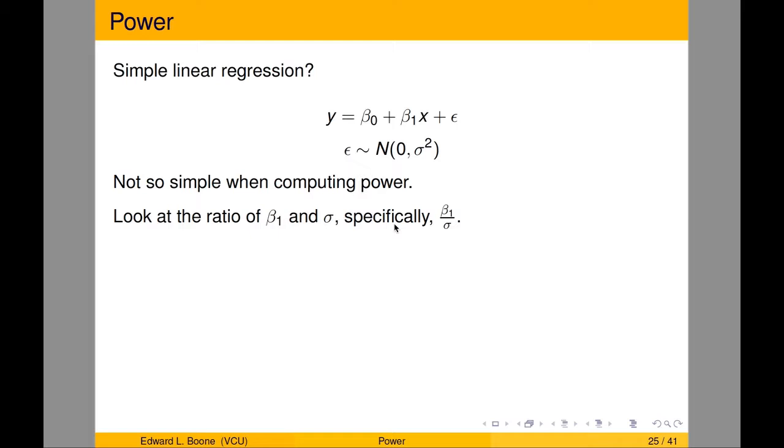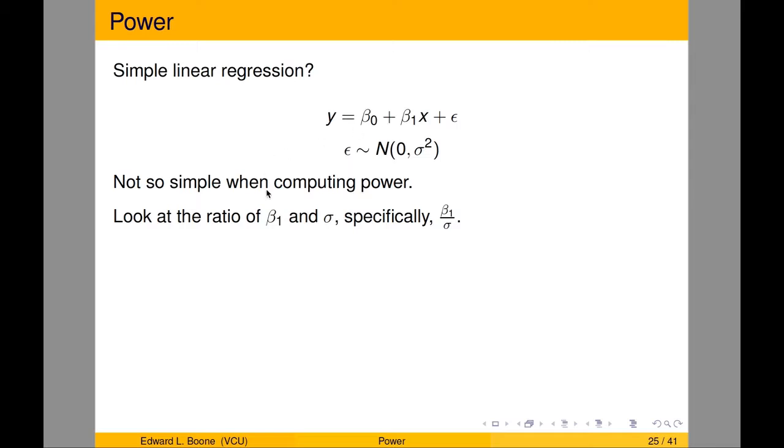Okay, so where we left off last time, if you didn't watch a previous video, you might want to jump back to it because it talks about the ideas of power. Here we're actually going to calculate some stuff. So first, simple linear regression. This seems simple enough, but it's not as simple as you would think.